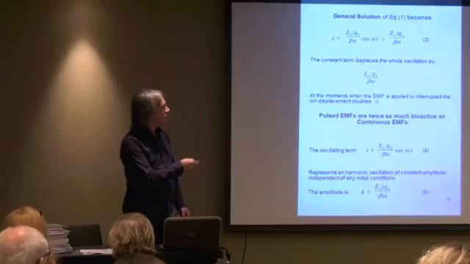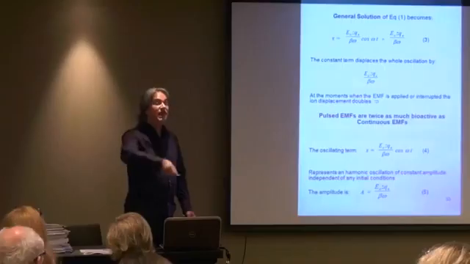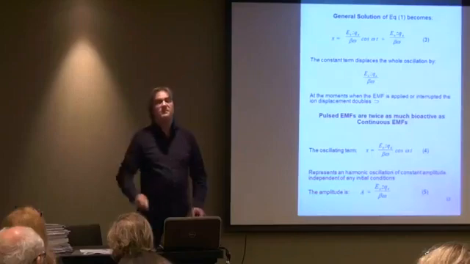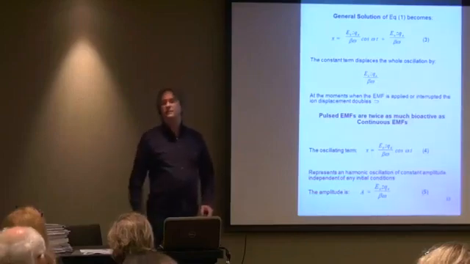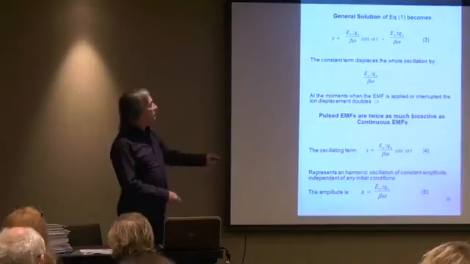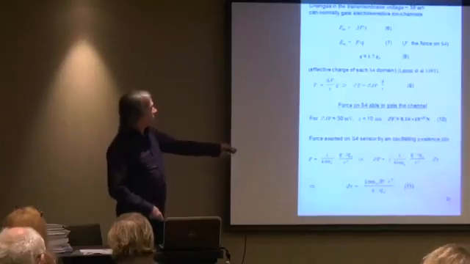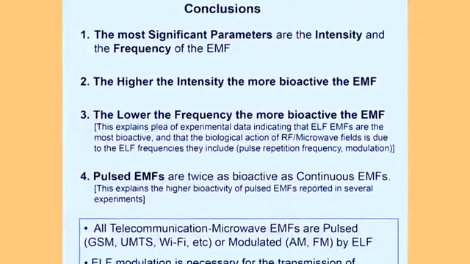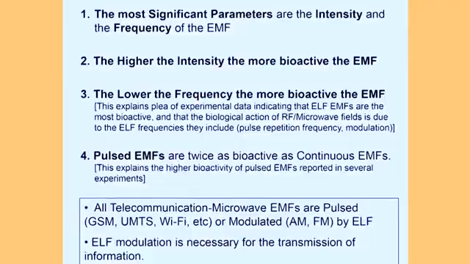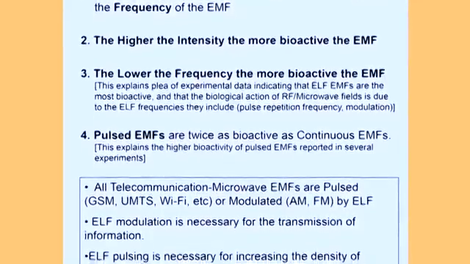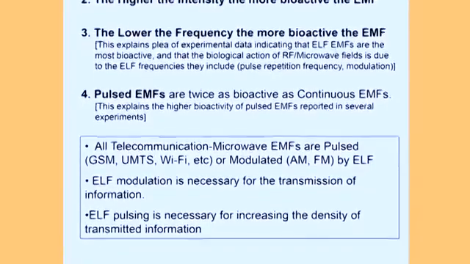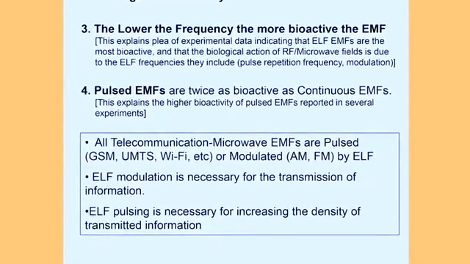We can see the higher the intensity of the field, the higher the oscillating amplitude. The higher the oscillating amplitude, the higher the force exerted on the sensor of the channel. So we have calculated the numbers that we need in order to gate irregularly a channel. And these are the conclusions. Most significant parameters: the intensity and the frequency. Of course, we are talking about fully polarized fields.